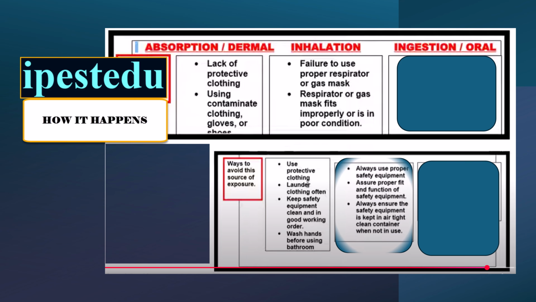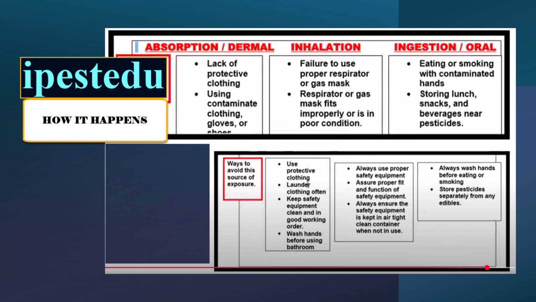Inhalation exposure often occurs due to improper use of a respirator or failing to use one altogether. Even if you wear the appropriate respirator, an incorrect fit can also lead to exposure. Additionally, an old or poorly maintained respirator contributes to the risk of inhalation exposure. Use the proper equipment, make sure it is a correct fit. If it is old and in poor condition, get a new one. Your health depends on it.